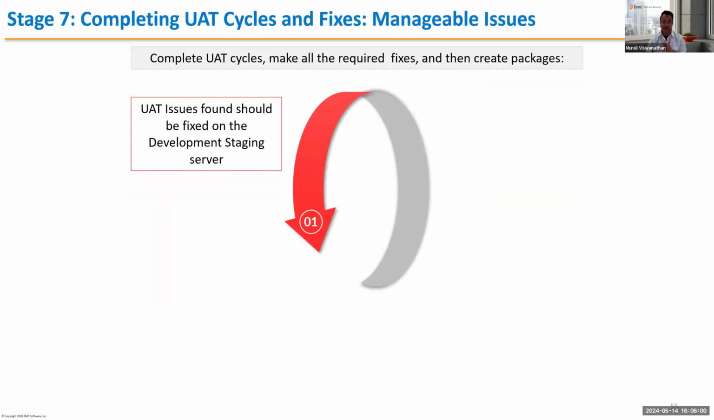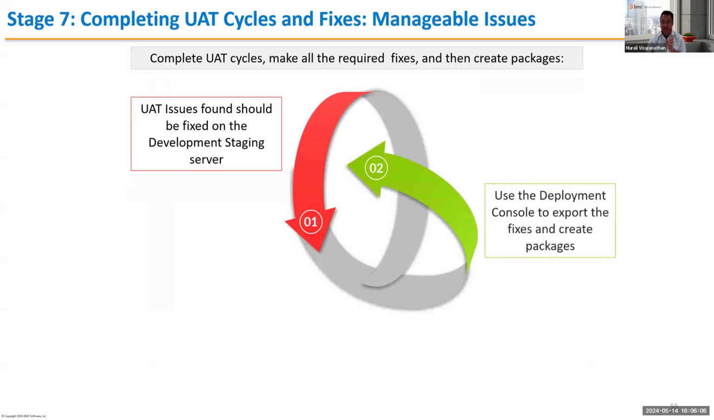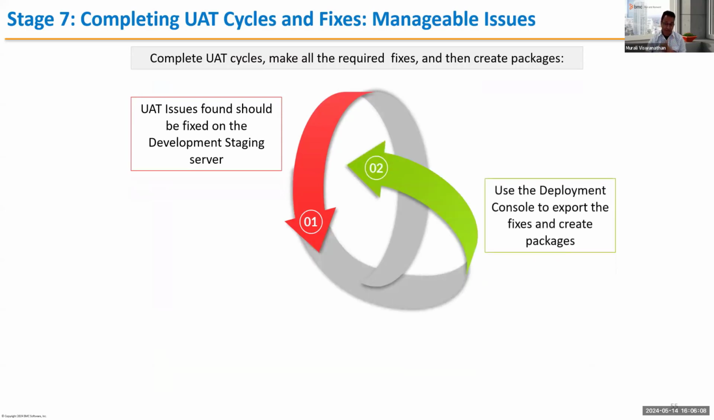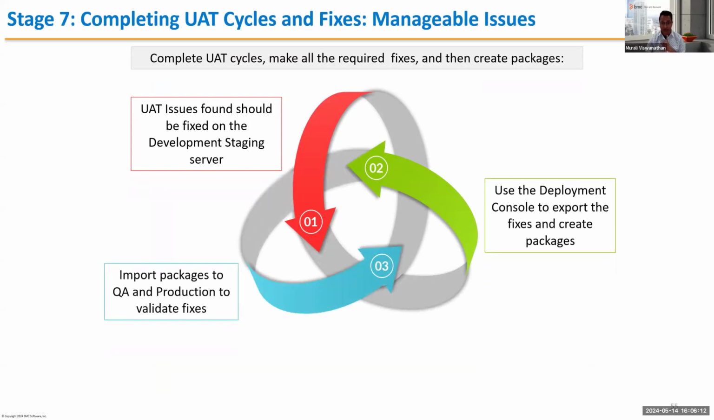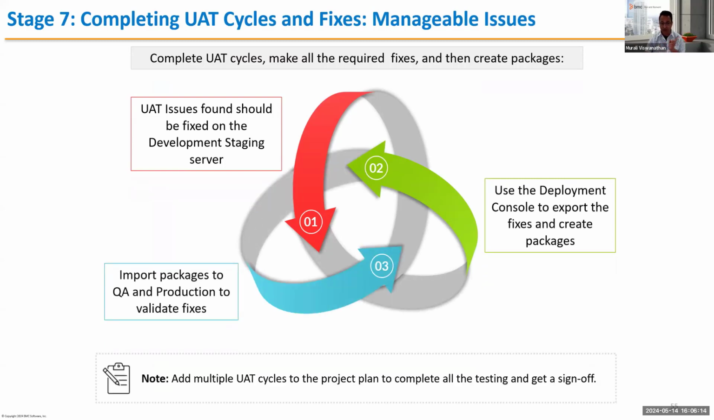UAT issues found should be fixed on the development staging server. So you're not fixing directly on QA or prod. You won't have permissions. You'll only fix in the dev staging server. You will create packages to promote to the QA and production environments, and you keep doing 1, 2, 3 till all your blocker issues are fixed and signed off. The good news is all the fixes are happening in your dev, so you don't have to worry about it. So the next DB restore, when you do from dev to prod, will have all your fixes, right?